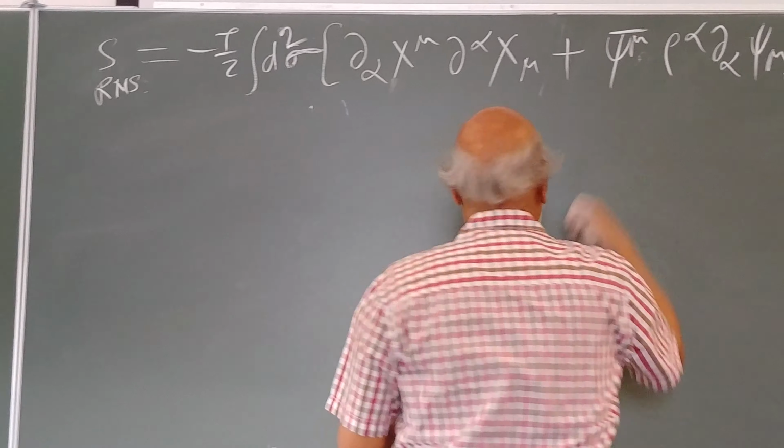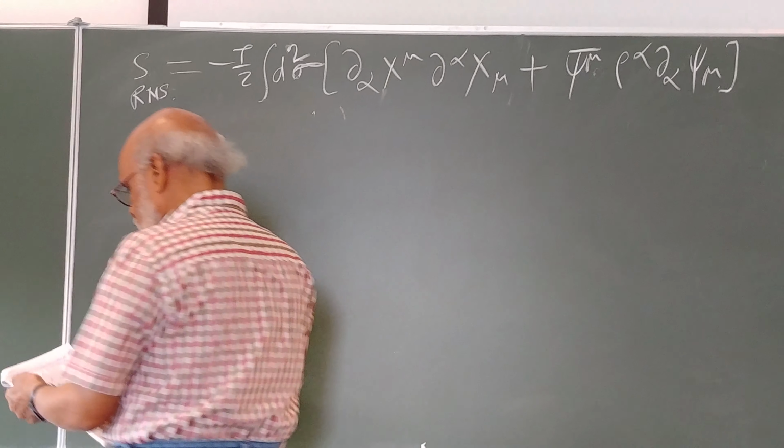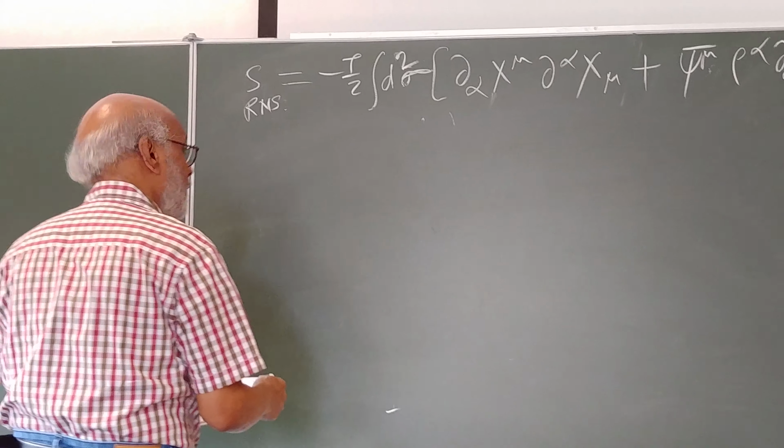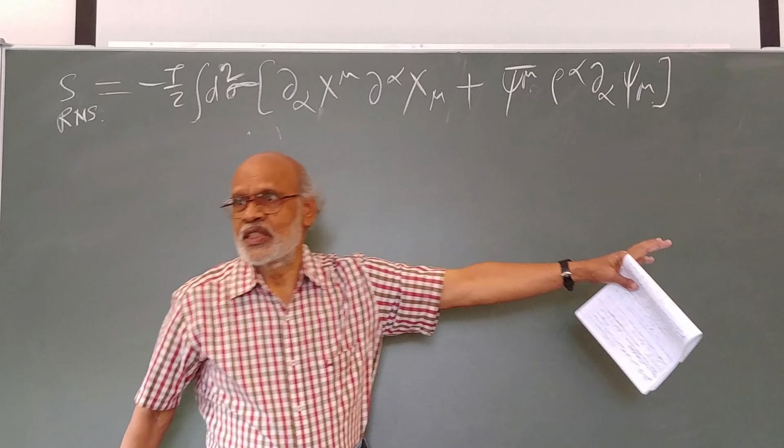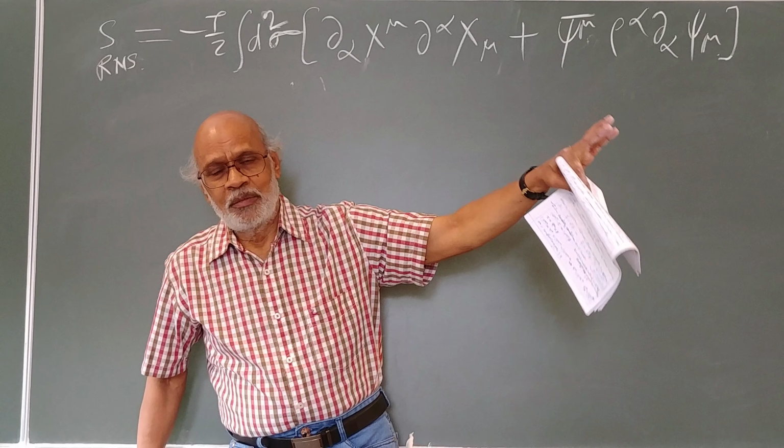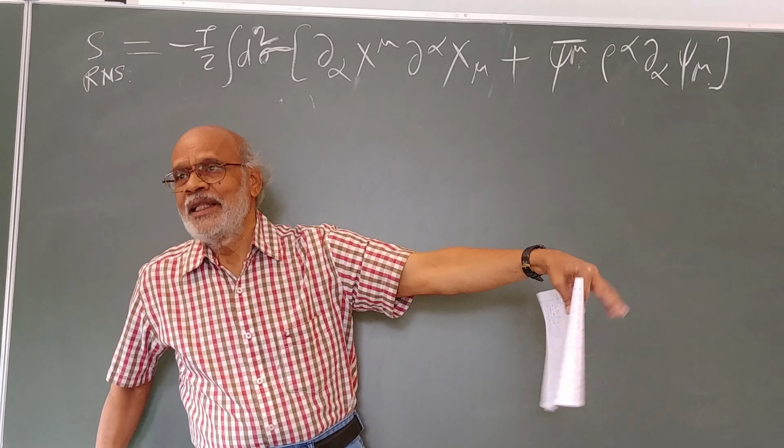Now you see this psi mu, they are fermionic and they are Grassmann variables.